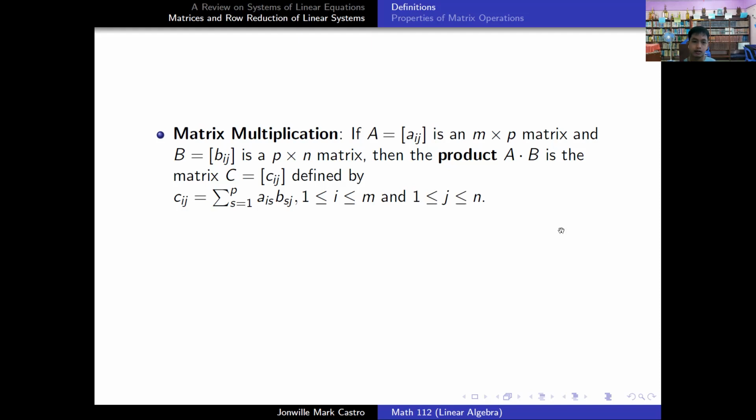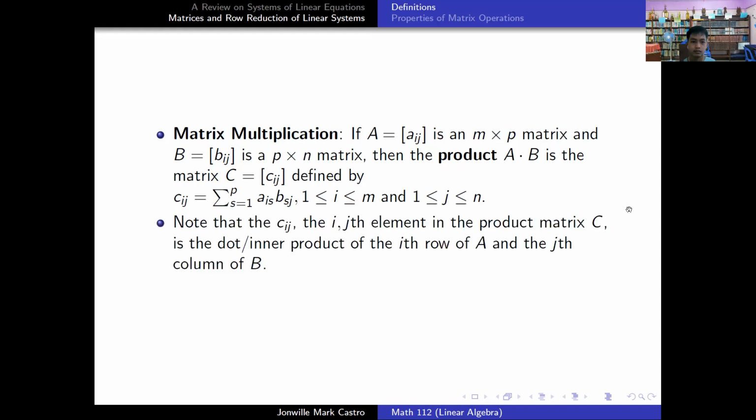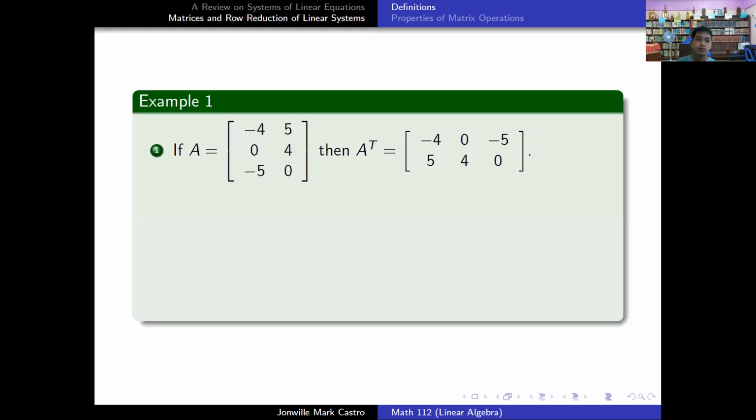Pag baliktad, sometimes hindi siya pwede kung hindi nagko-correspond yung dimensions niya. Okay. So example, is an example of transpose of a matrix. So yung row natin naging column, yung columns natin ay naging rows.